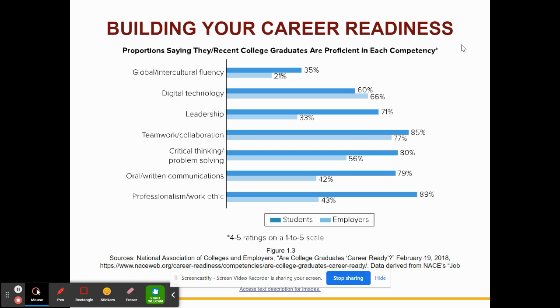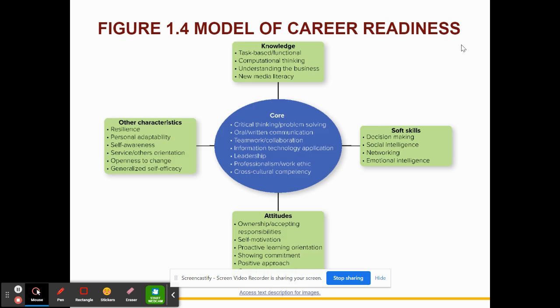examples. So the last two I like: oral and written communications. Students, 80% of them believe that they are proficient, where only 42% of employers believe that, and then 90% professionalism versus 43%. So you're starting to see that generational gap there, where the employers themselves do not necessarily see eye to eye with their younger college graduate counterparts.